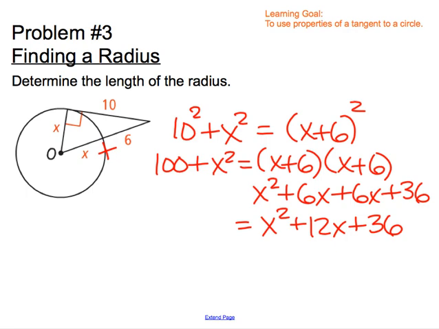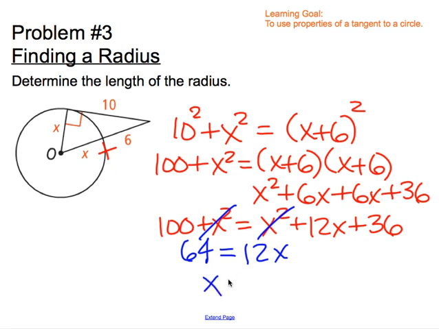And that still equals 100 plus x squared. Since there's an x squared on both sides, we can cancel those out. Subtracting 36 from both sides, we see that 64 equals 12 times x. And dividing both sides by 12, we find that x is 5.3 repeating, which is the same thing as 5 1/3.